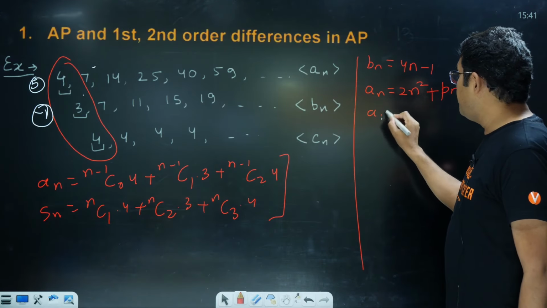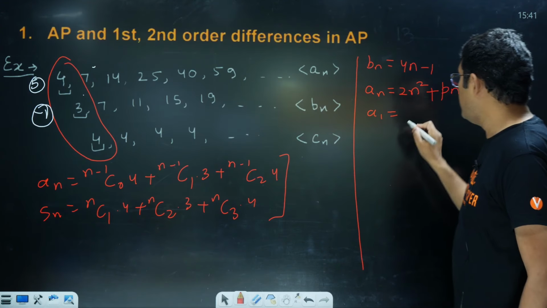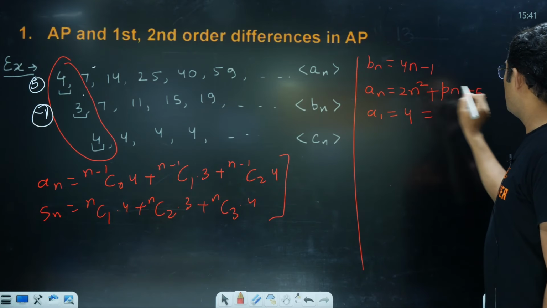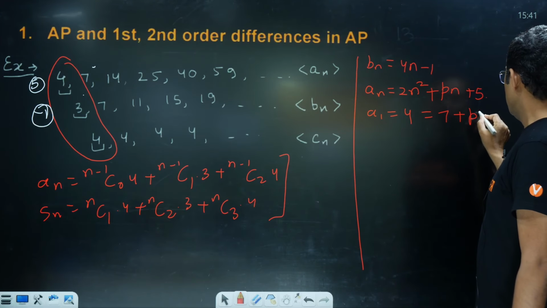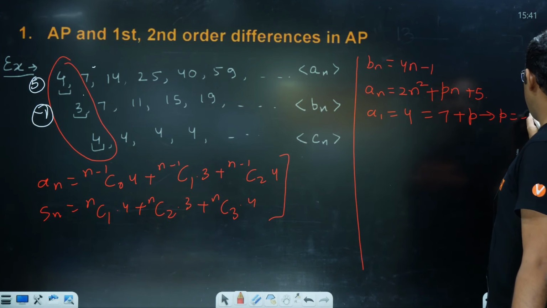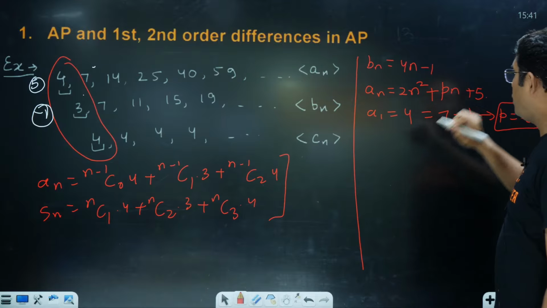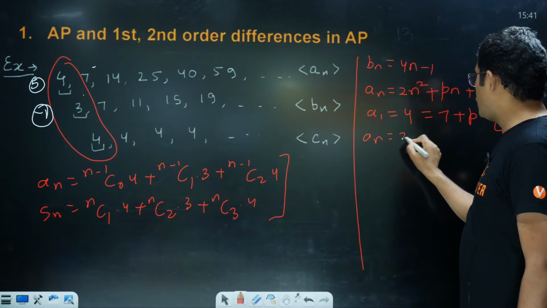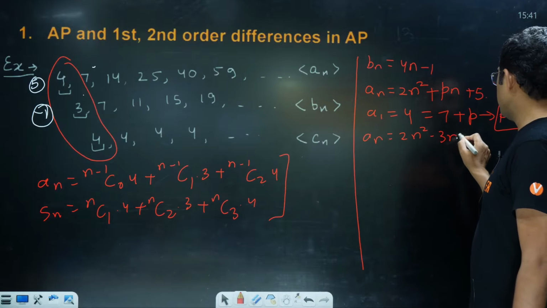I think just one thing: if I put n is equal to 1, we get 4, and this is equal to 2 plus 5, 7 plus p. So from this we are getting p is equal to minus 3. So your an is equal to 2n square minus 3n plus 5.